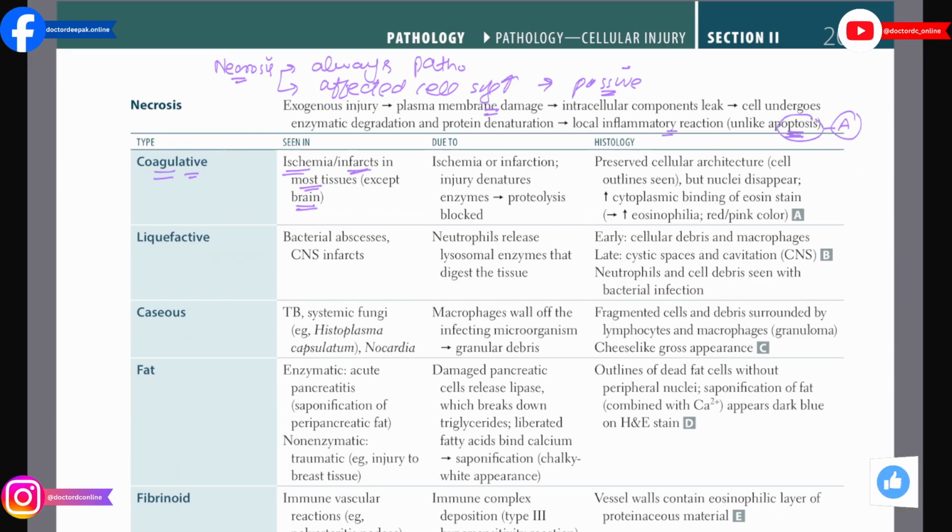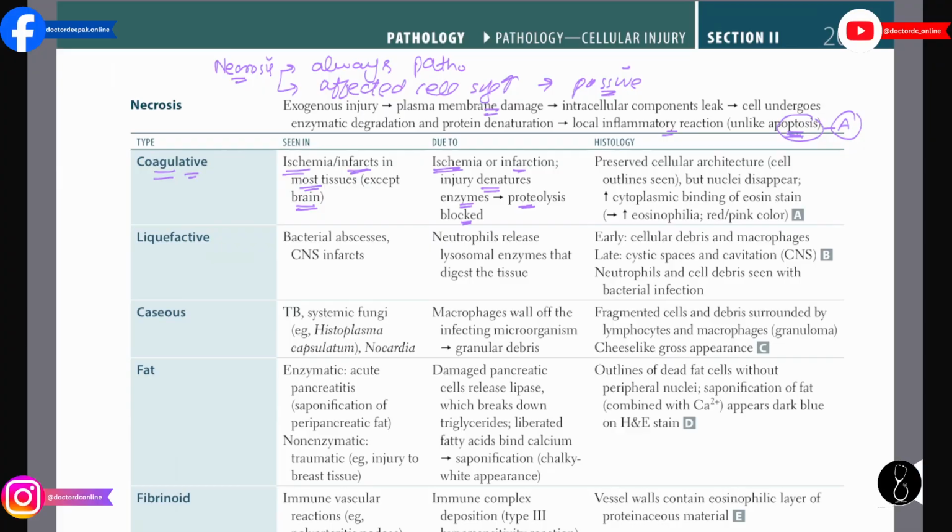Please keep in mind. Then after that, you have to keep in mind why this coagulative necrosis will happen. What is the reason of coagulative necrosis? It is mainly because of ischemia or infection. When there is ischemia or infection, then the tissue will become injured. It leads to denatured enzymes that will lead to a proteolysis block. So I will explain again. First of all, try to keep in mind coagulative necrosis. It is a type of necrosis which can be seen in almost every tissue except brain.